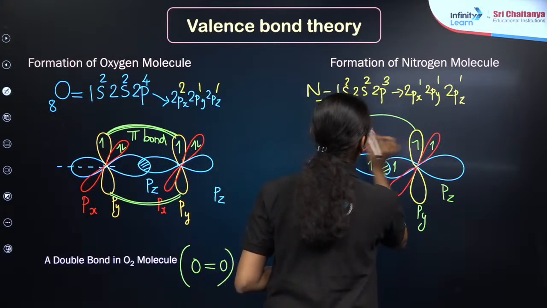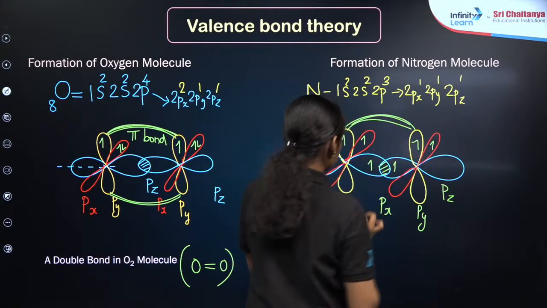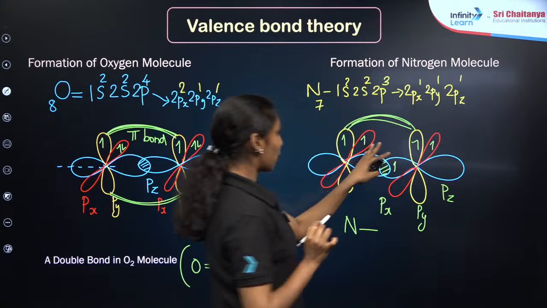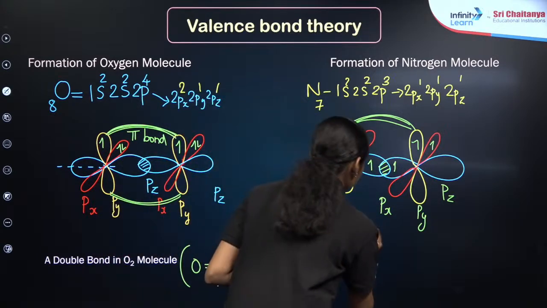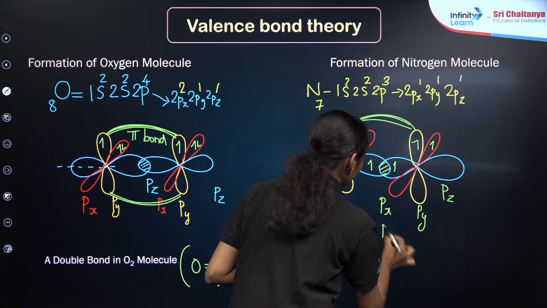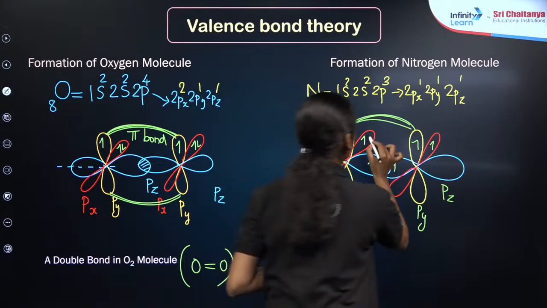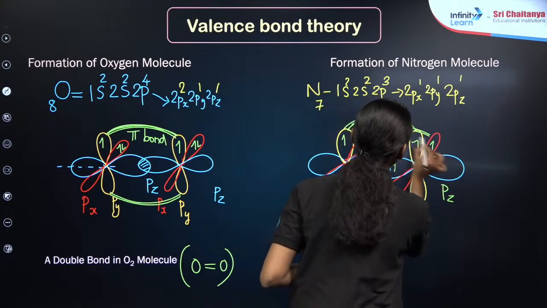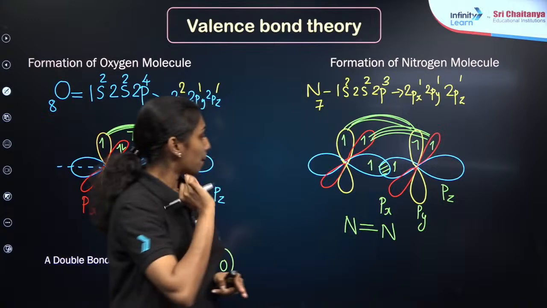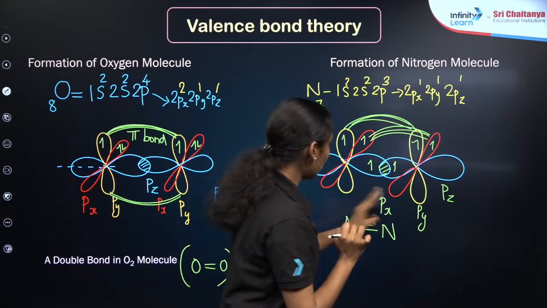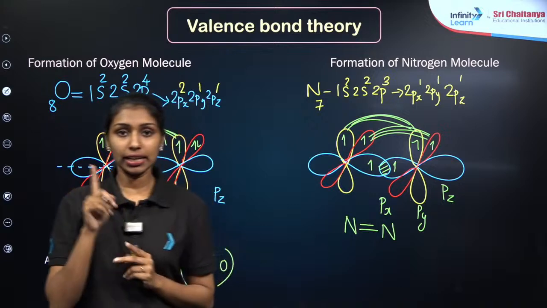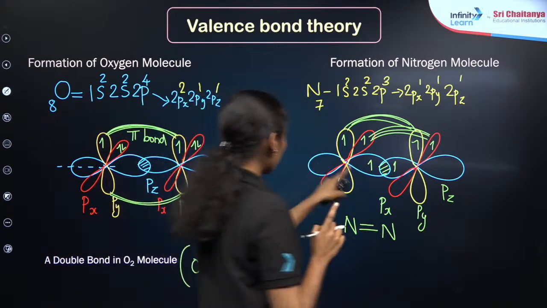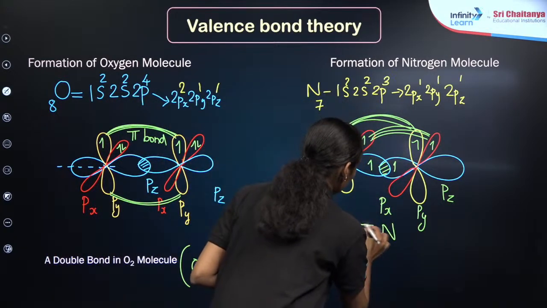Here, in the case of the yellow one, that is our py orbital. In the case of the py orbital, there will be sidewise overlapping to form the second pi bond. That is the first pi bond here. Then what about the third one? The red one. Again, there will be sidewise overlapping of the px orbitals, because they contain half-filled electrons. So the px orbital will form another pi bond.